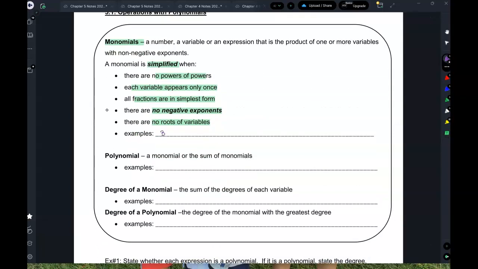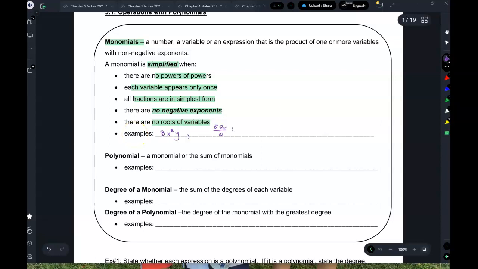For example, 3x squared y is a monomial. Okay? 5a over b is a monomial. Okay? So do you notice there are no negative exponents, there are no roots of variables, there are no addition or subtraction of things. It's just several things multiplied or divided by each other. Okay?